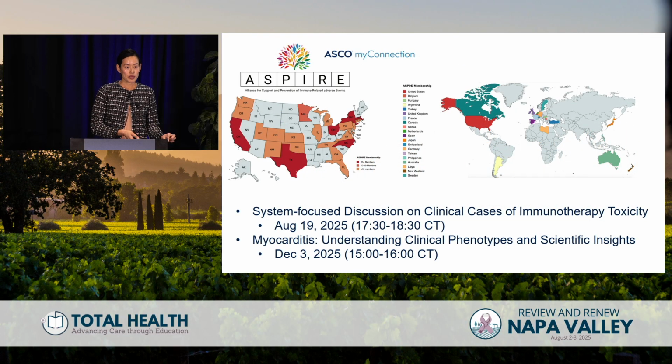Last but not least, I'll put in a plug for Aspire. For those of you who may not be aware, this is a national network, the alliance for support and prevention of immune-related adverse events. This was founded by one of my colleagues, Dr. Funchin at Stanford, together with colleagues at the MGH and other institutions. If you log into the ASCO My Connection webpage, this is now a formal community of practice as of 2025. So if you log in and create an account for yourself, that does allow you access to certain resources, notification about events, which can be helpful in IRAE care.